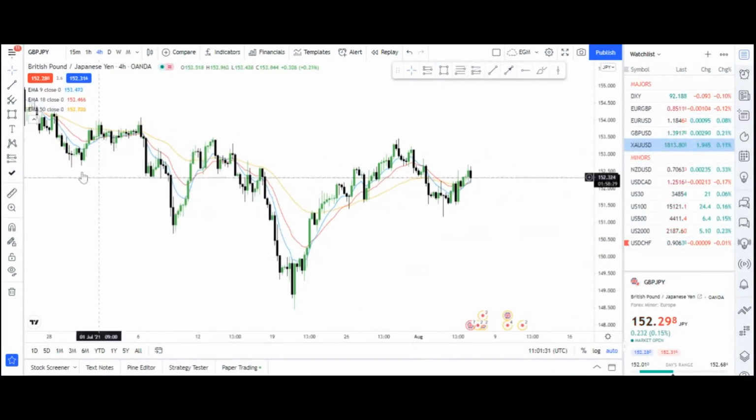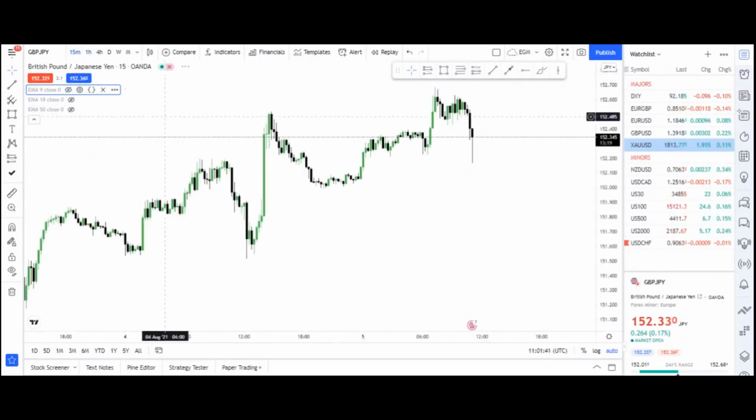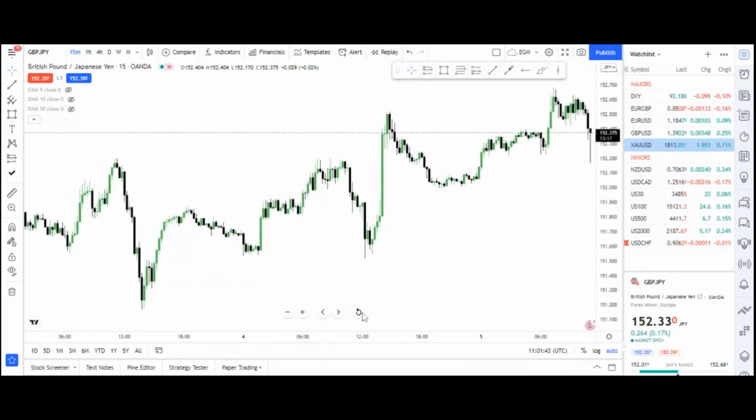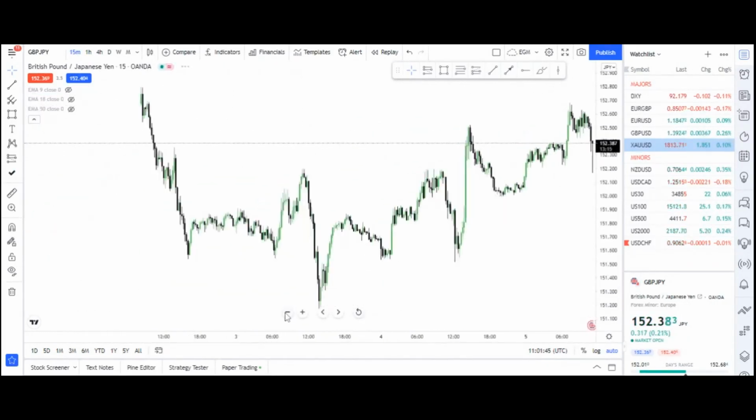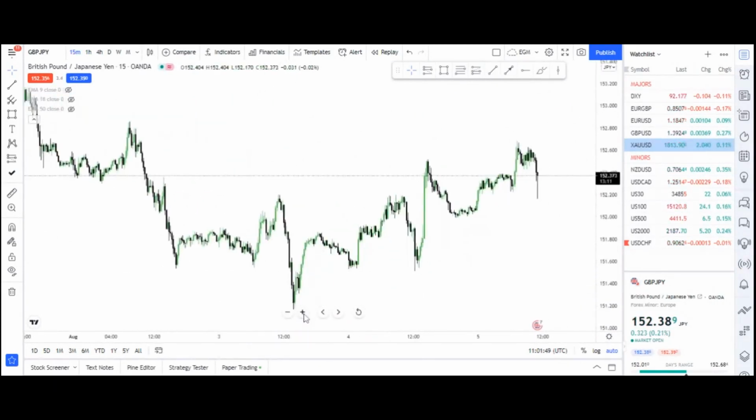Okay, so let me just hide all of this. Now, these moving averages, I only use them to teach how to trade gold. I don't use them for currency pairs. Let's not make such mistakes of using them to trade currency pairs.